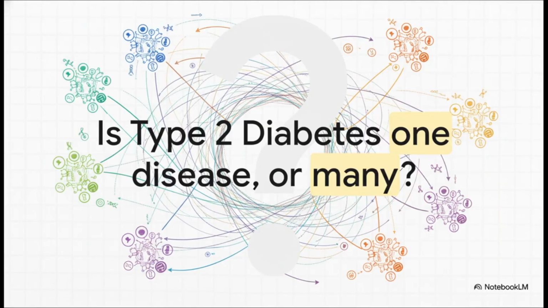And that brings us to the central question driving this whole reevaluation. Are we really just treating one disease, or are we treating many different conditions that all happen to cause high blood sugar? The clinical reality we see every day really points to it being a much more diverse, heterogeneous condition.